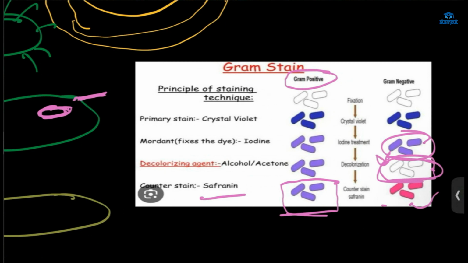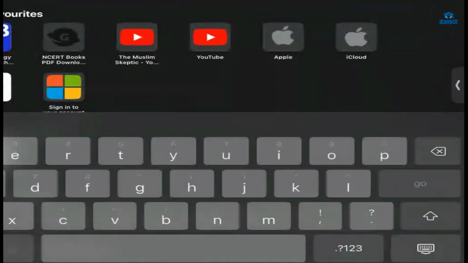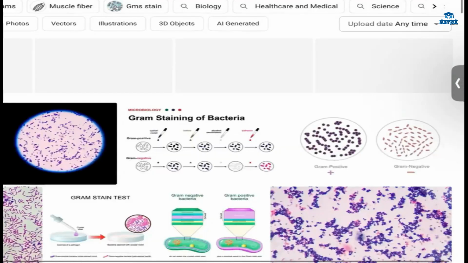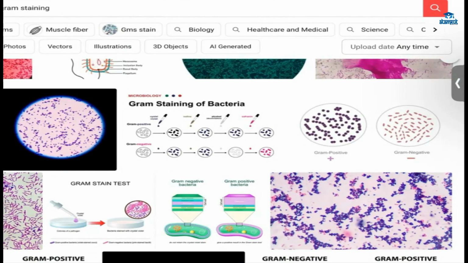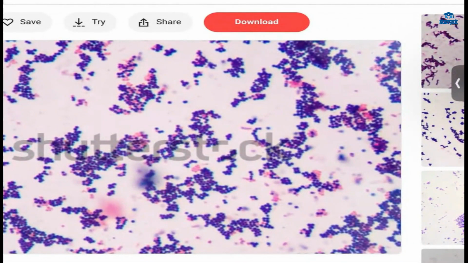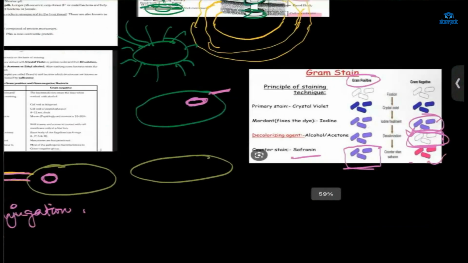Got it? Yes, ma'am. One minute, I'll show you a beautiful diagram. Gram stain. See this, when we do this experiment, it is so beautiful, you say wow. See, this violet color is which type of bacteria? Gram positive. The pink color one is what? Gram negative. Got it? So this is gram stain.